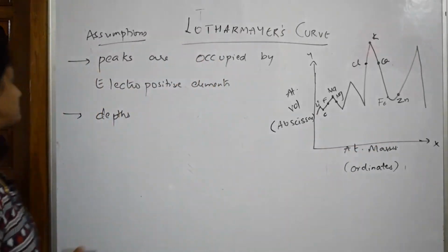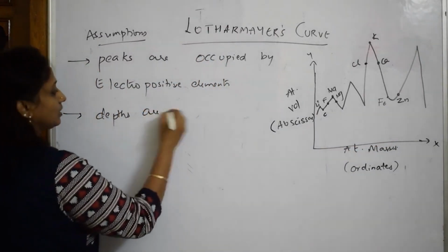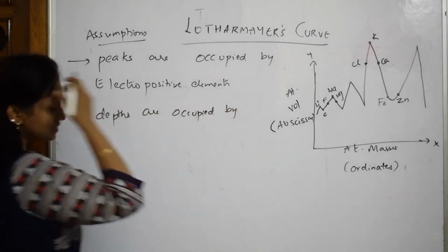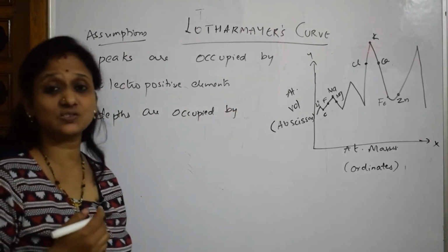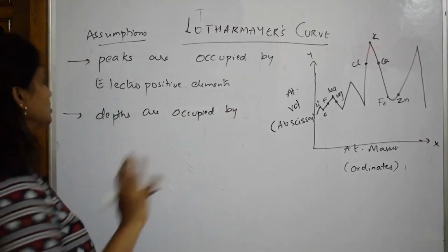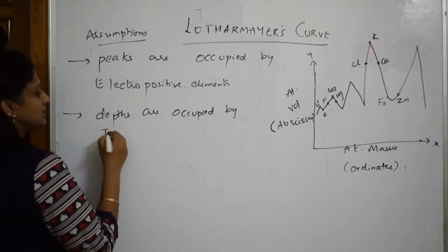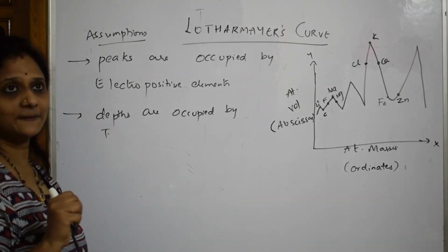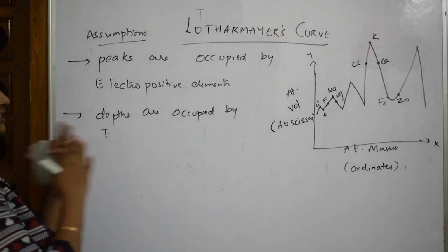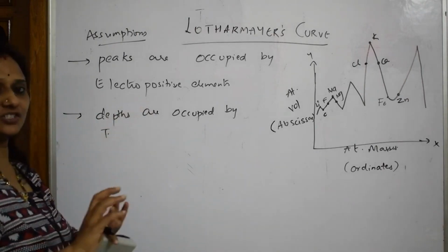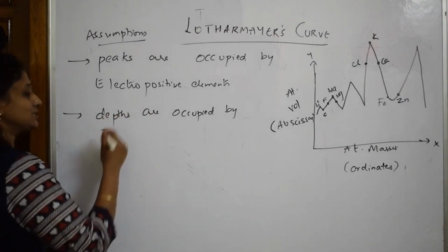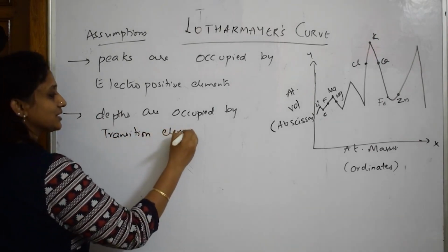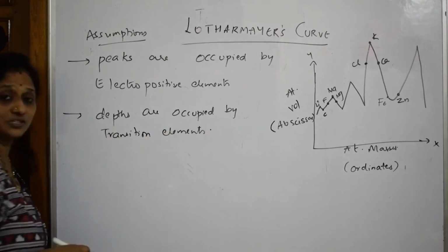So he said the depths are occupied by, iron, zinc, all these are transition elements, isn't it? When I compare electropositive elements, the metal part, with transition elements, the inner core materials, I want you to be clear, so we will write transition elements. Fine. So this is what he said.